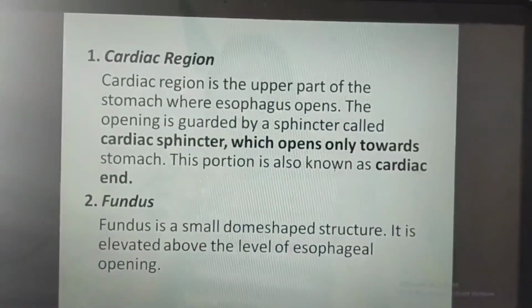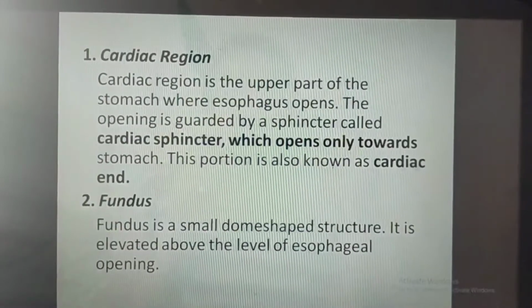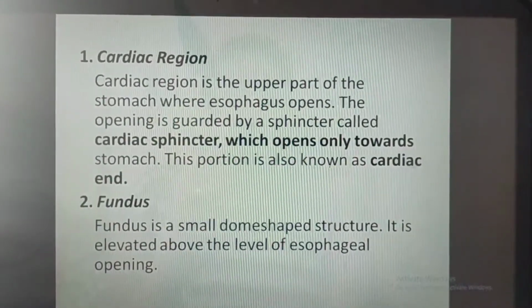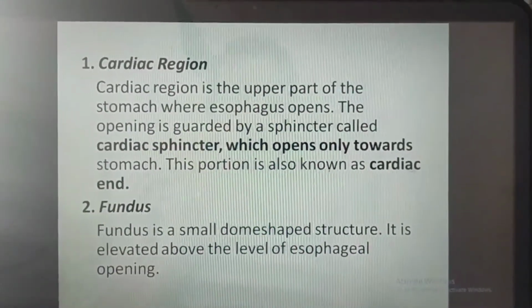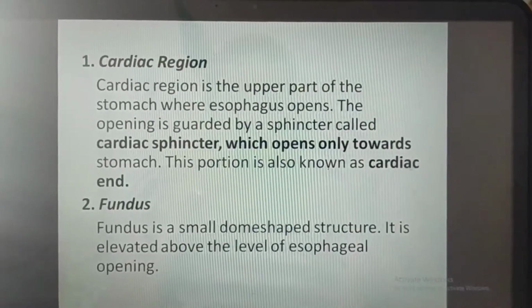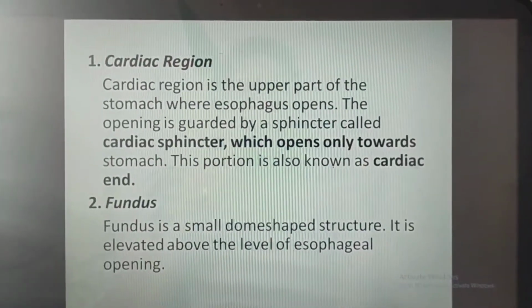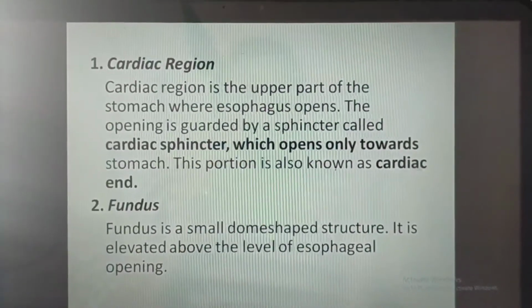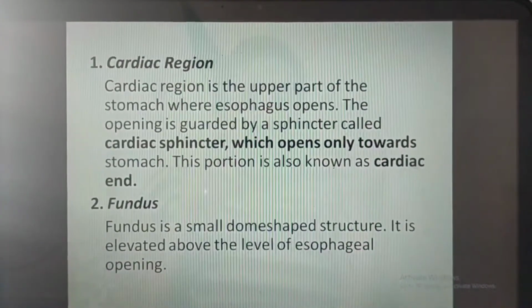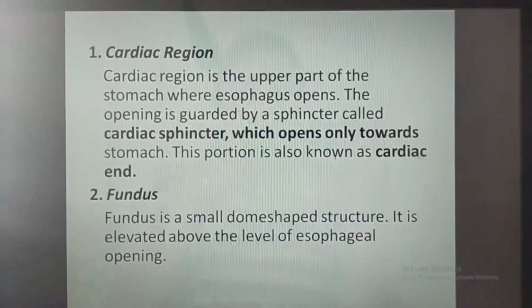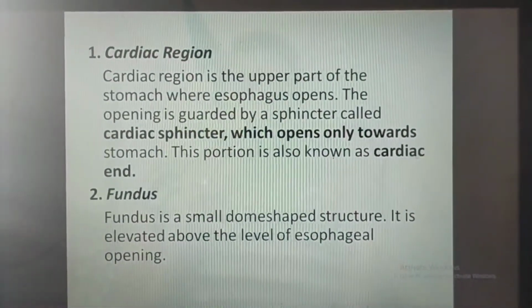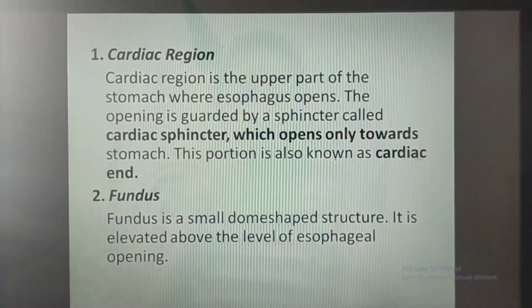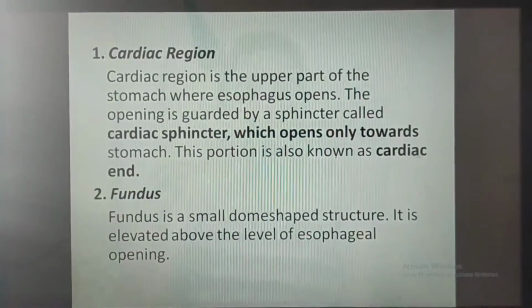Cardiac region. Cardiac region is the upper part of the stomach where the esophagus opens. The opening is guarded by a sphincter called the cardiac sphincter, which only opens towards the stomach. This portion is also known as the cardiac end. Fundus. Fundus is a small dome-shaped structure. It is elevated above the level of the esophagus opening.